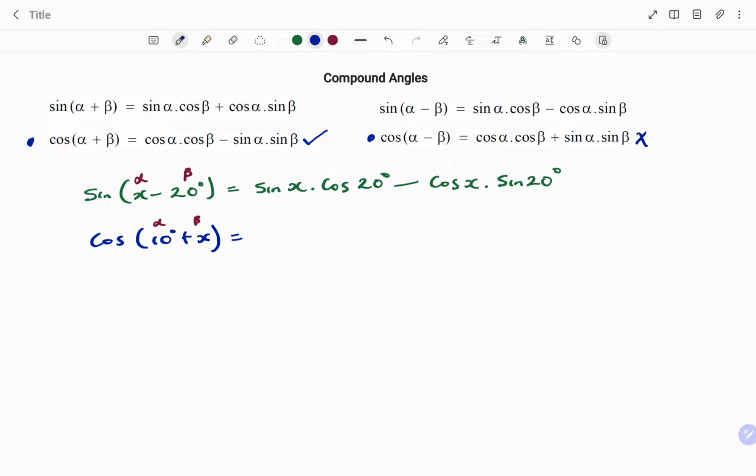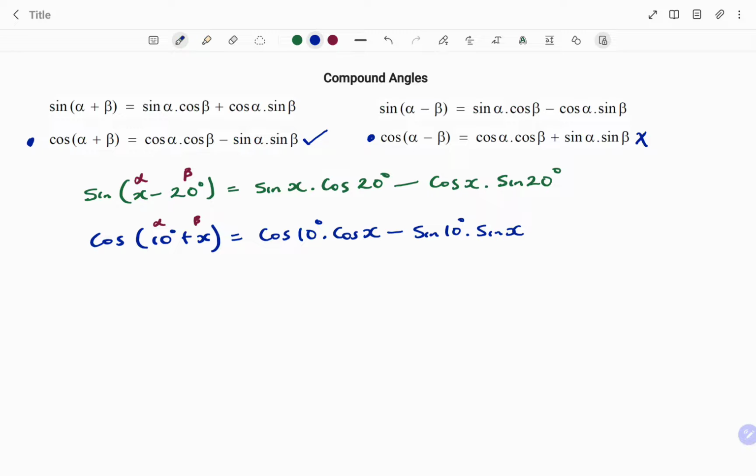So I'm going to put my alpha here and my beta here. So using that expansion, I have cos alpha cos beta. In this case, that will be cos 10, because my alpha is now 10 degrees. Cos beta, beta is x, minus sine alpha sine beta, so that will be sine 10 multiplying sine x. Let's look at another example.